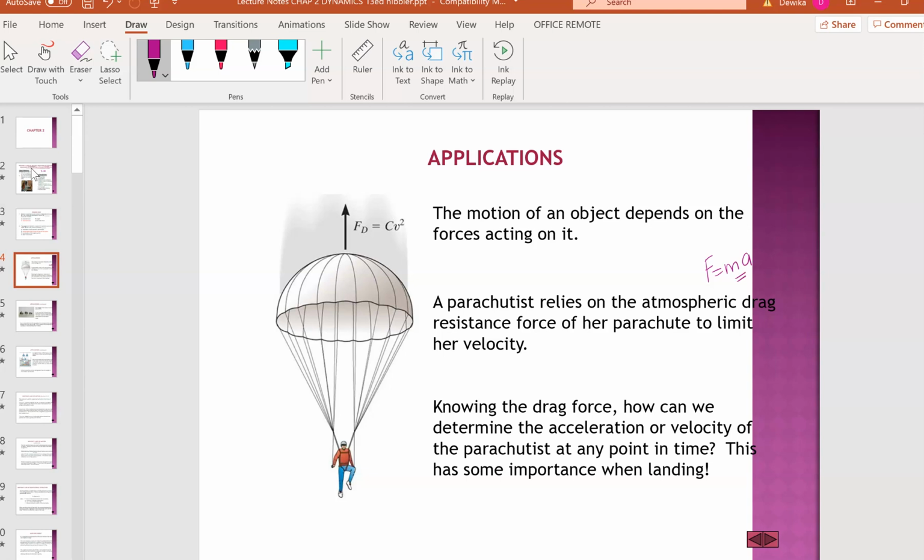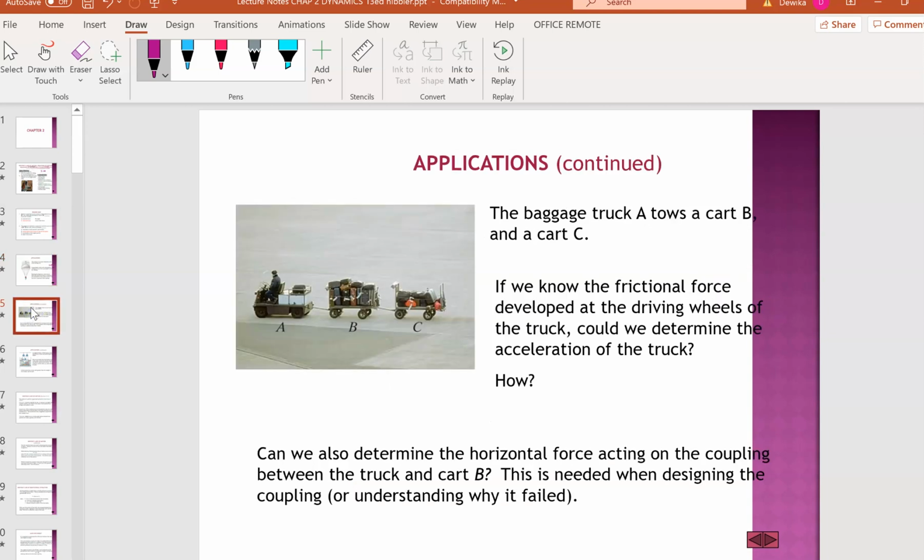A few examples given in the slides: this parachutist relies on the atmospheric drag resistance for her parachute to limit her velocity. Another example: the baggage truck A tows the cart B and cart C. If we know the frictional force developed by the driving wheels of the truck, could we determine the acceleration of the truck? Yes, isn't it? How? That is what I'm going to lecture you shortly.